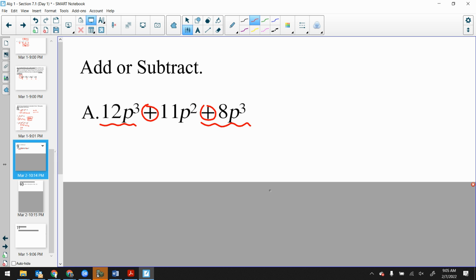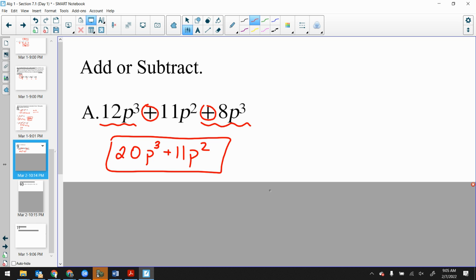12p to the third, 8p to the third. So 20p to the third. Don't say 20p to the sixth. That's not right. You're thinking about multiplication again. This is addition. Combining like terms. You don't change the variable when you're combining like terms. And then we bring down our plus 11p squared. Again, you cannot combine those two because they have to have the same variable raised to the same power when you're adding and subtracting. And when you add or subtract, you just add or subtract the coefficients, leave the variable.